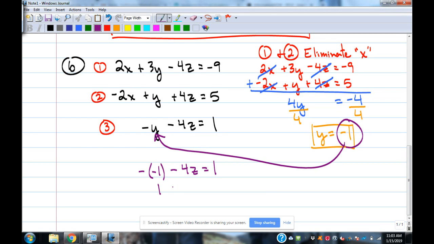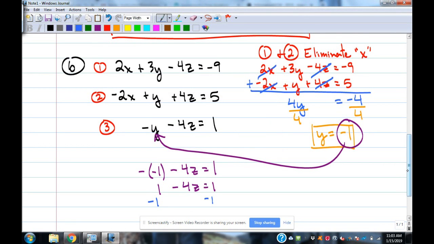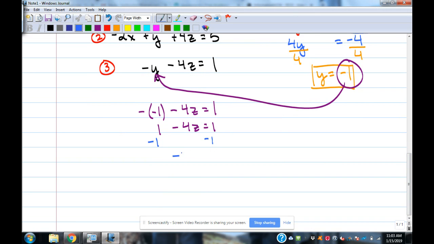So that's -1 minus 4z is equal to 1. Add 1. And I get -4z is equal to 0. What does that mean? That z is going to be equal to 0. That's exactly right. Because I divide by -4, 0 divided by anything is 0. I got 2 out of 3. That ain't bad, but it ain't done.